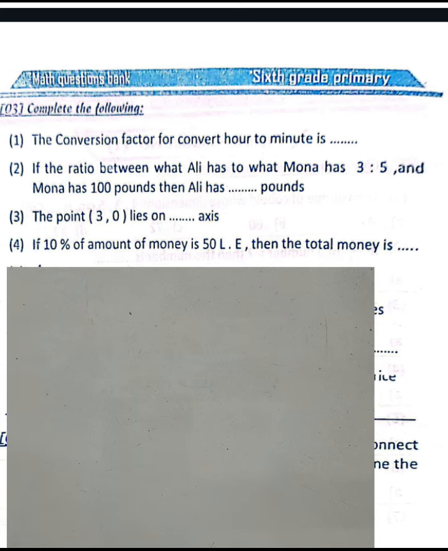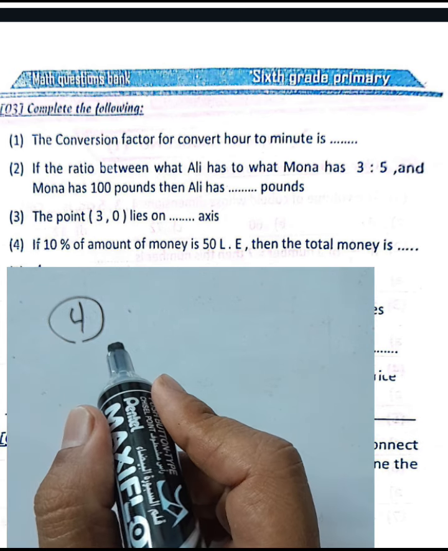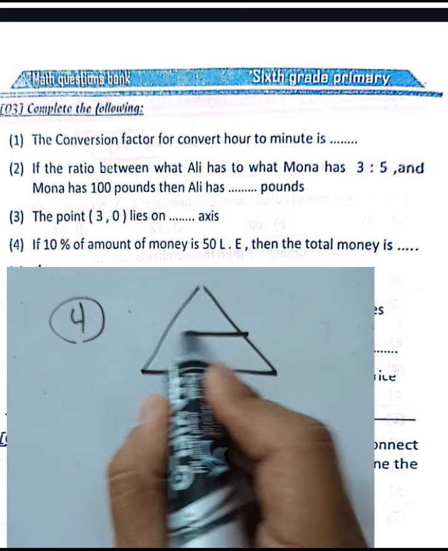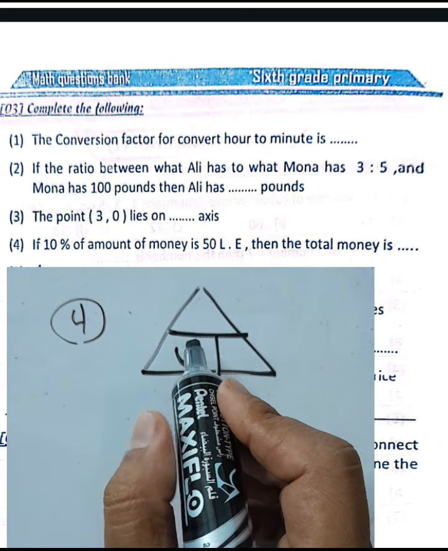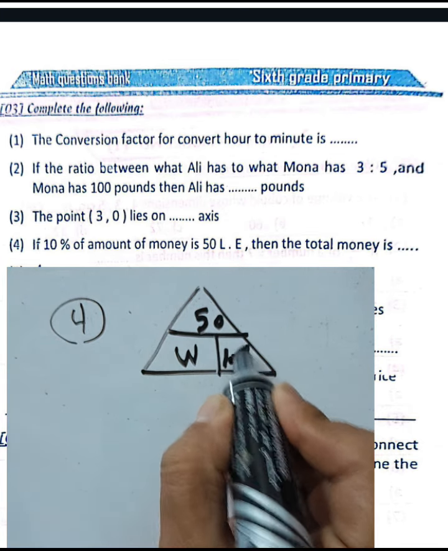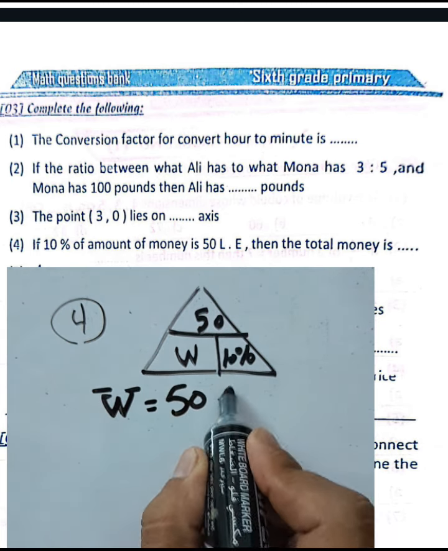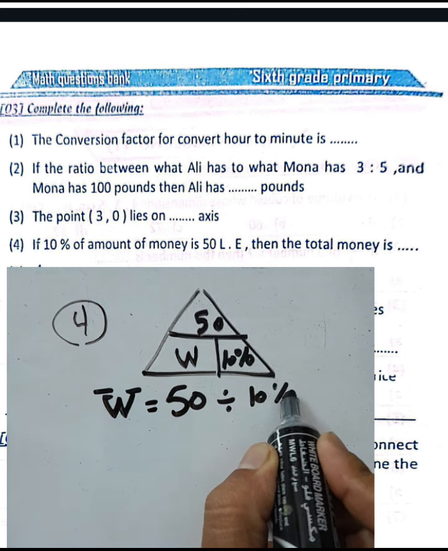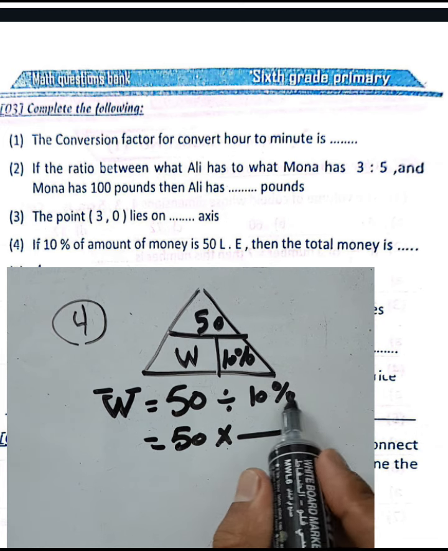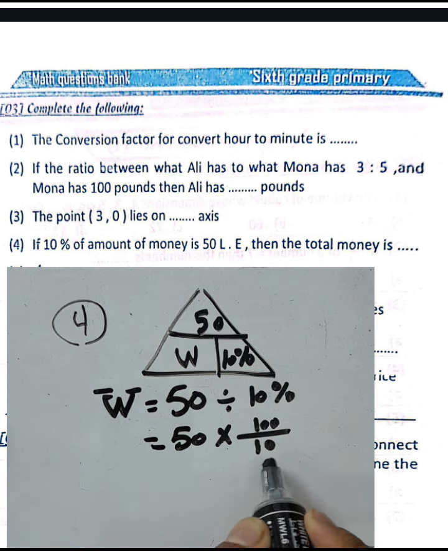Now we will solve question number 4. If 10% of an amount of money is 50 Egyptian pounds, then the total money is what? We want to find the total, the whole number, and the part was 50, and the percentage is 10%. To find the whole number, you must divide the part by the percentage. 50 times the reciprocal of 10%, which is 10 over 100. The reciprocal will be 100 over 10.